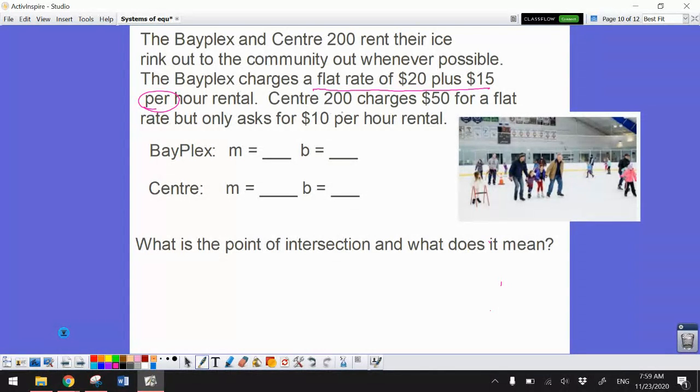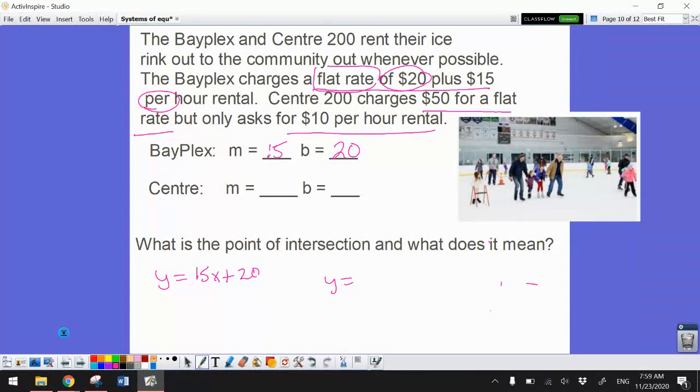And then it says the Center 200 charges $50 for a flat rate, but only asks for $10 per hour. So we have some different prices here. What is the equation for Bayplex? Well, I see that the $20 is a flat rate. That means it's going to happen once. So I know my B is 20 and my 15 is my slope. So my first equation is y equals 15x plus 20.